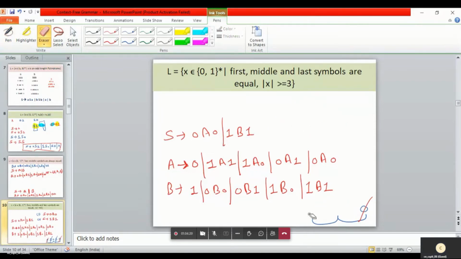So now we have first, middle and last. All three symbols are equal. So I hope it is clear. There is no query in this.